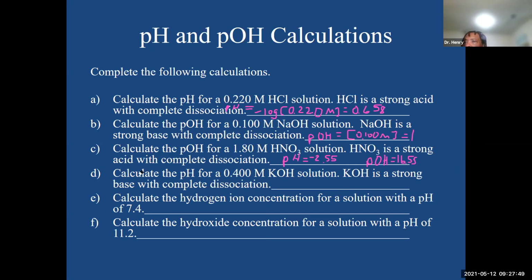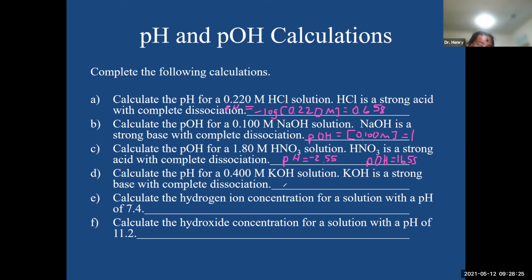Okay. What about calculating the pH? Oh, going back to C, Dr. Henry. The reason why we found the pH first was because it was an acid, right? That's right. So that gives us the pH, and then we had to take that and find the base. That's correct. Okay, now I see. Okay. So calculate the pH for 0.400 molar of potassium hydroxide. Hydroxide is a strong base with complete dissociation.